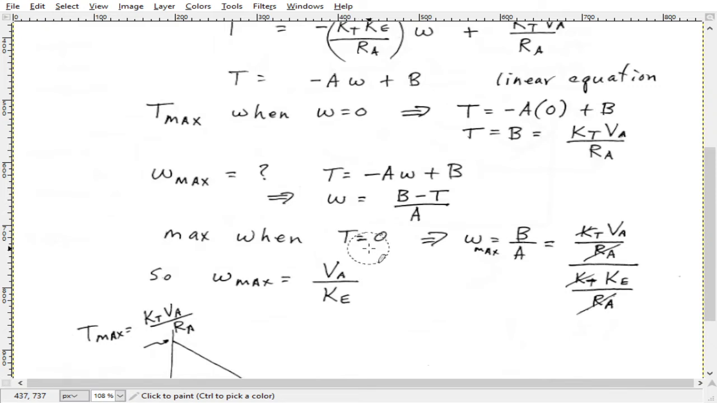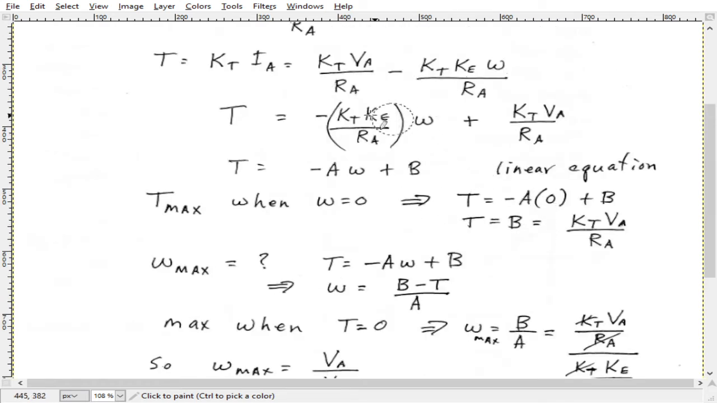Because how do I know that? Because look, you've got B over A and you're subtracting T. So if T is positive and you're subtracting from B, then that means your speed is going to be reduced, right? So if the torque is equal to 0 here, then the maximum speed is going to occur when you have B over A.